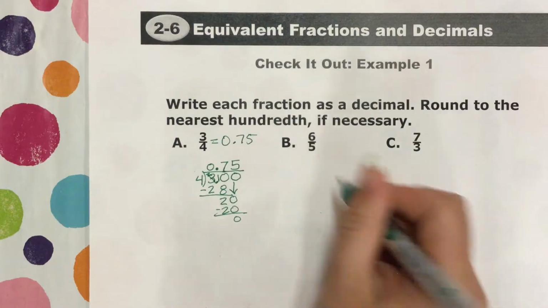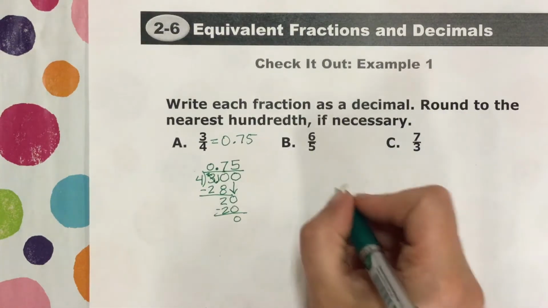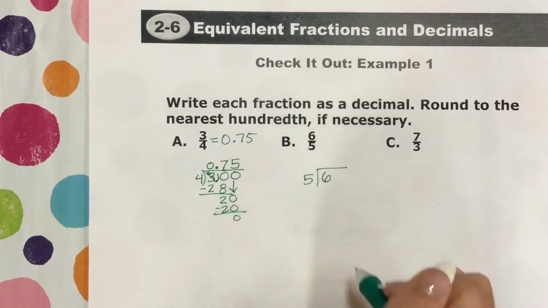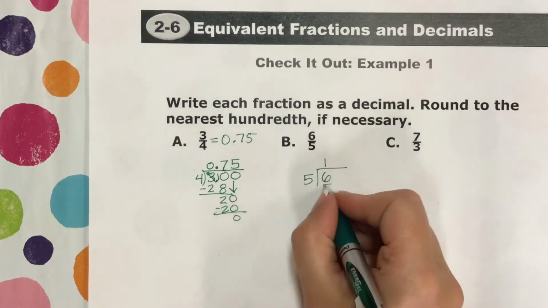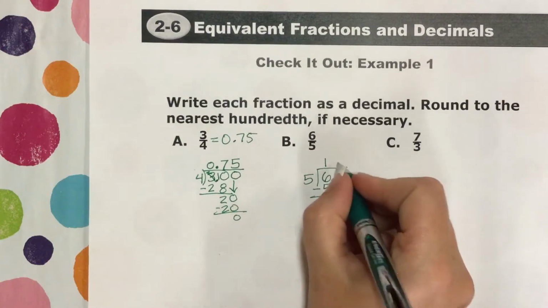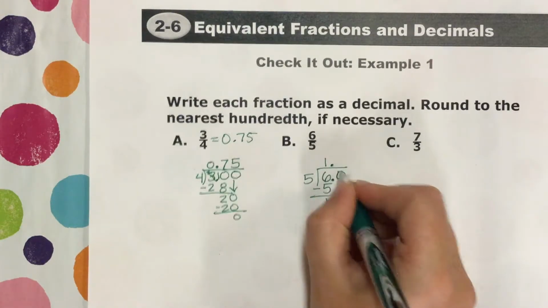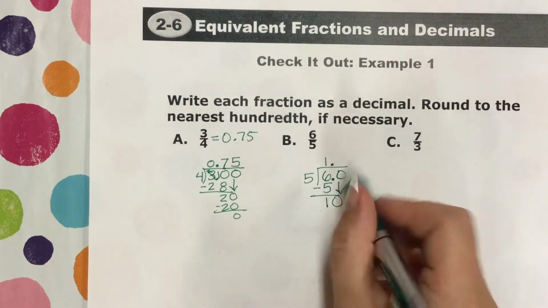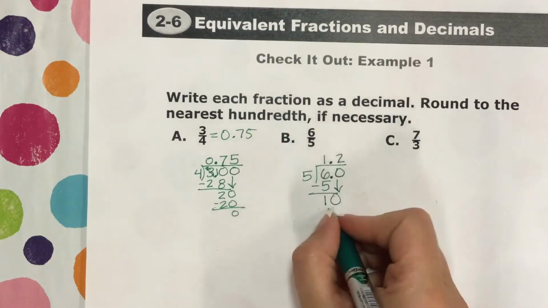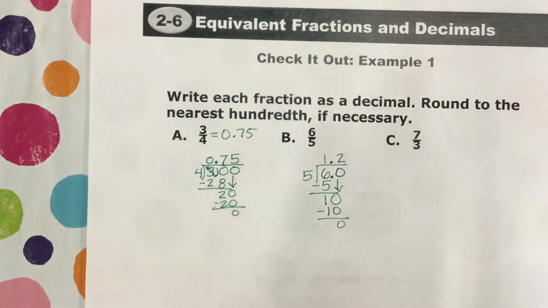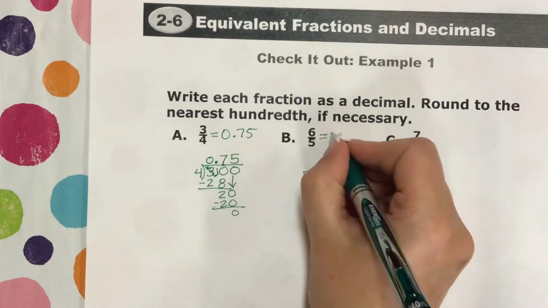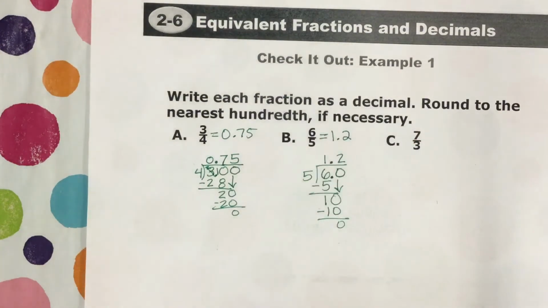Okay, on to B. We have 6/5. So we're going to figure out the decimal equivalent, which means we're going to go 6 divided by 5. Does 5 go into 6? Yes, it does. 1 time. 1 times 5 is 5. We go 6 minus 5, and we get 1. We have a remainder, so we need to keep going. We're going to add a 0, and then drop it down. And then 5 goes into 10 how many times? 5 goes into 10 2 times, and 2 times 5 is 10, and we have a 0 remainder. So our decimal equivalent to 6 over 5 is 1.2. So if you got that right, great job, you're awesome.